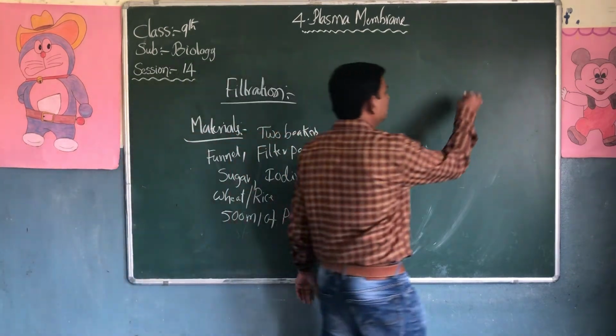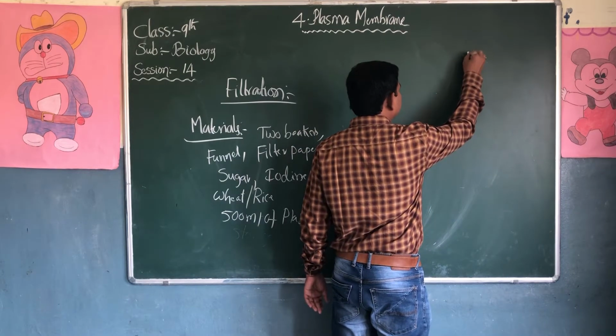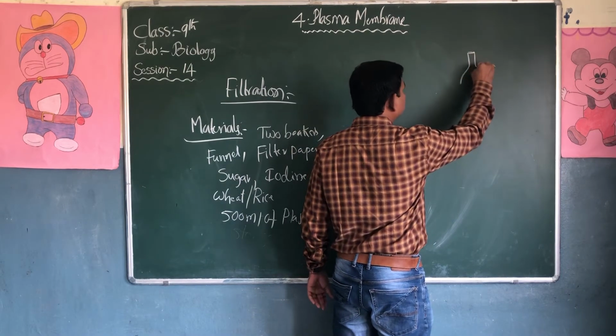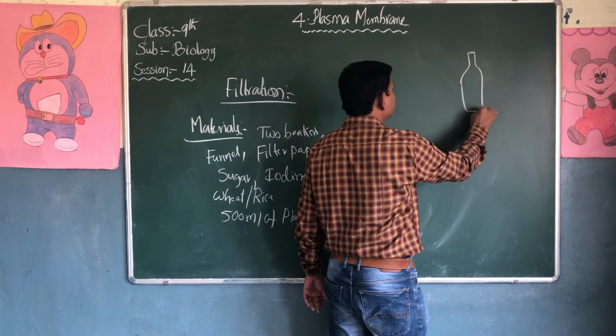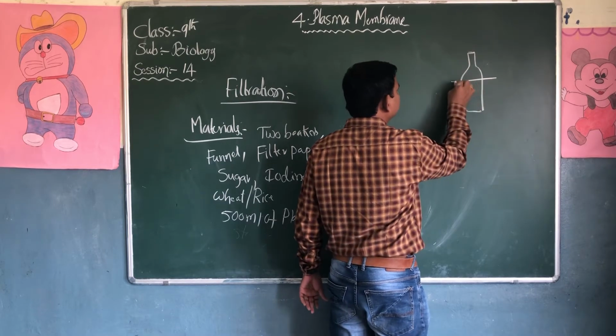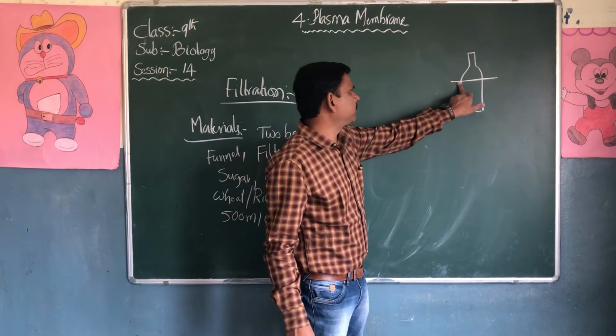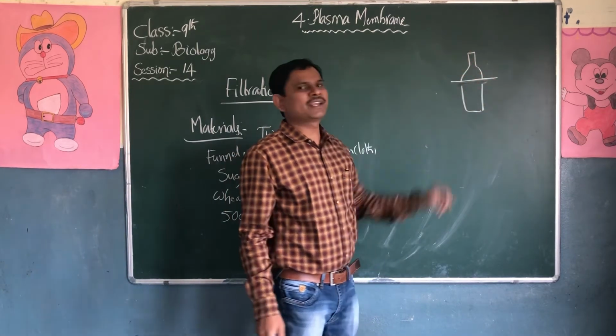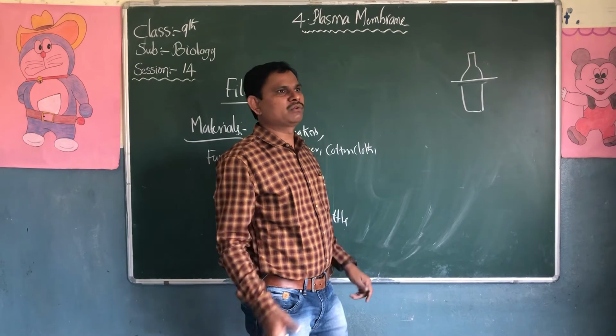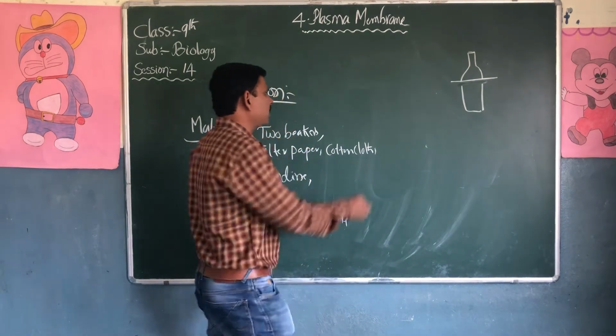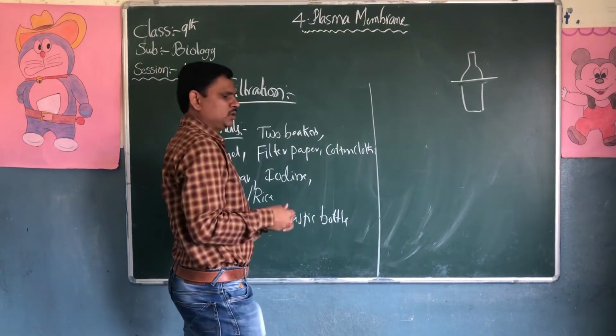So we know that the bottle is like this. We have to cut this portion, the upper portion, so it will be separated. It looks like a funnel. So we can prepare our own funnel. Now come to the procedure.